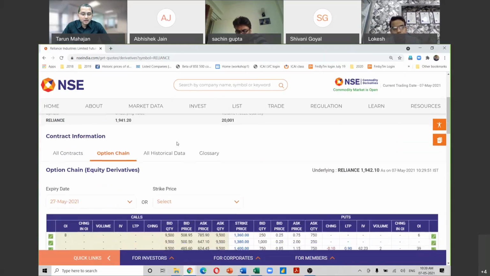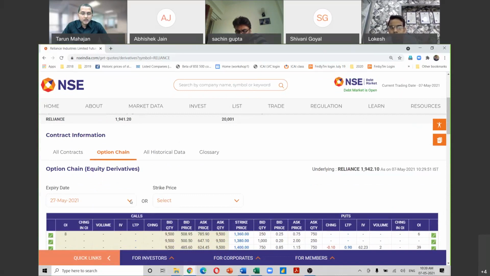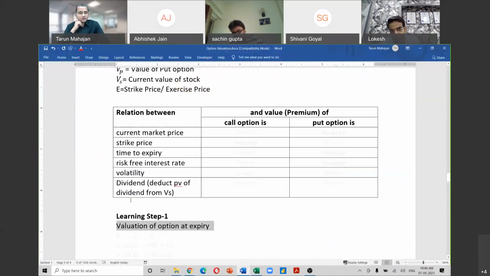अभी इस एग्जांपल में क्या था कि ऑप्शन इज एक्सपायरिंग ऑन 27th May, but we are making valuation on 7th May. Obviously this is how it happens, but suppose I am making valuation of option at expiry on 27th May 2021 at 3:30 p.m. market closing time. So say I am making valuation of option just 1 second before it expires.